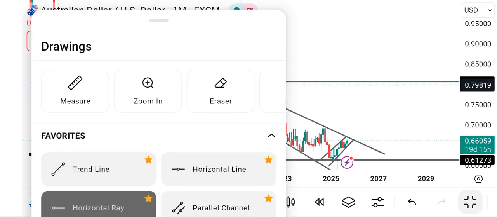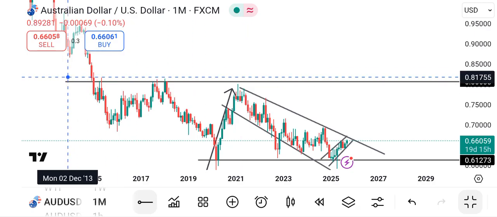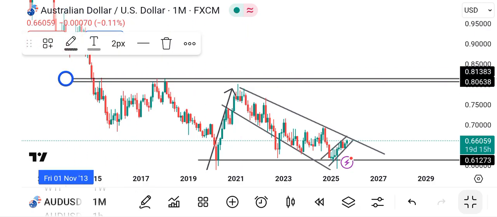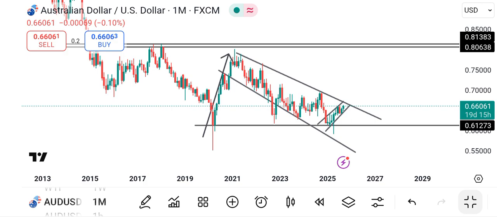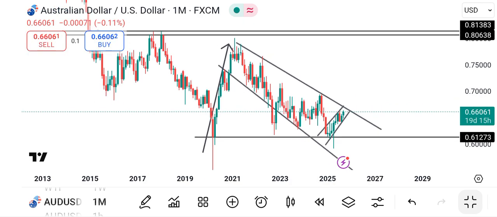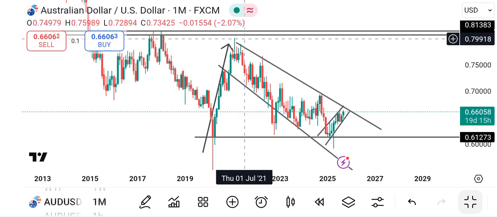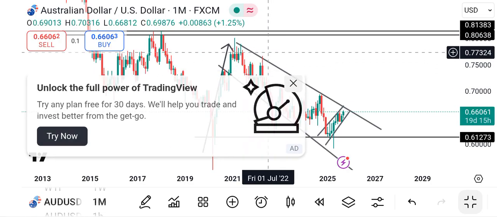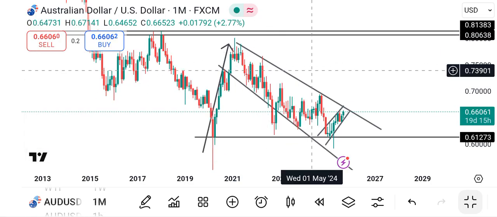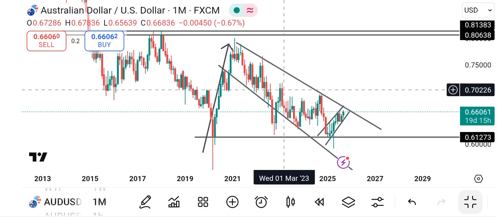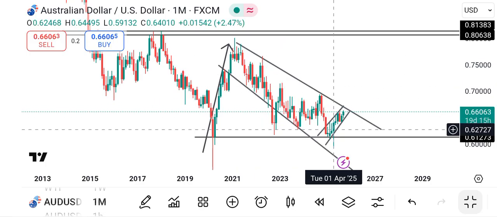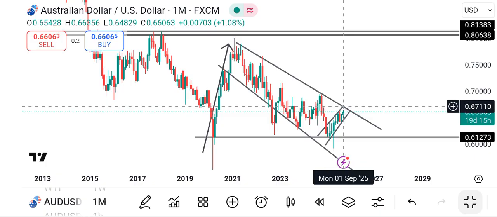If AUD can, I said if, it can surpass this particular monthly trend line here, this is another blockage that is holding AUD from rallying. First it touched it here, it failed. Second time it touched it again, it collapsed. It couldn't get there, it collapsed. It touched it again, it collapsed. Now we are coming back for another touch again.